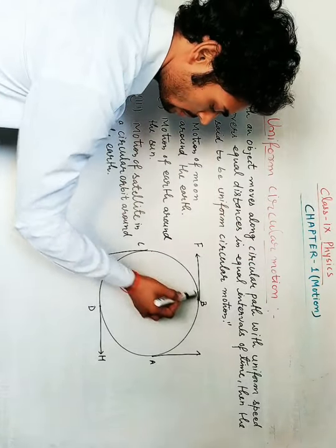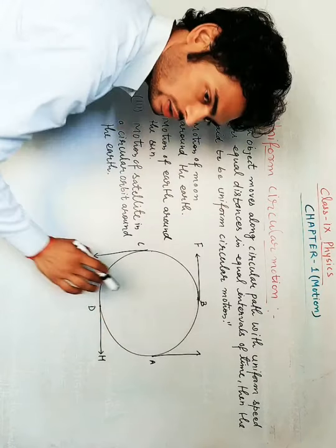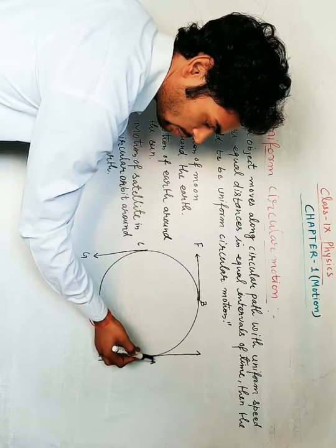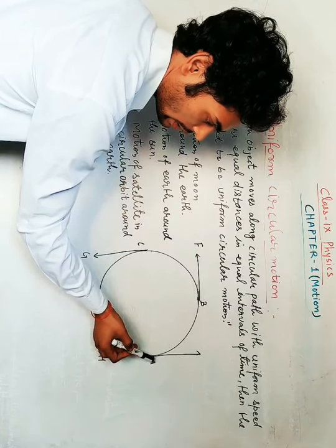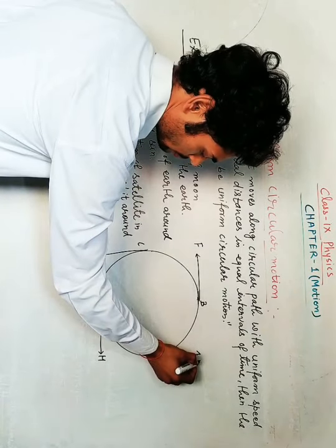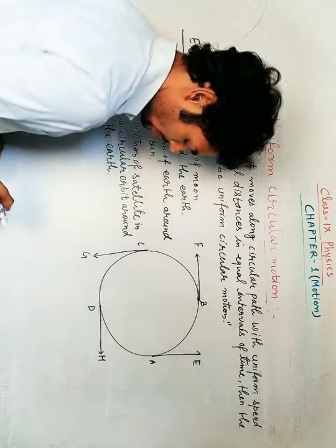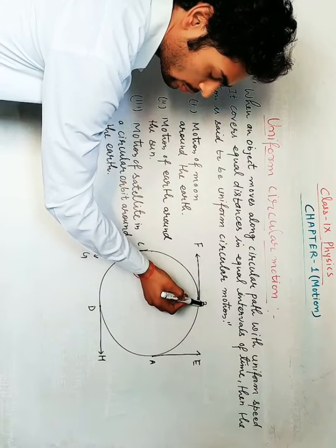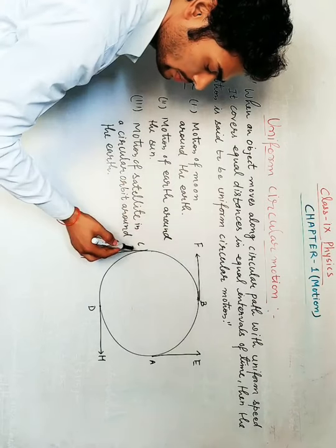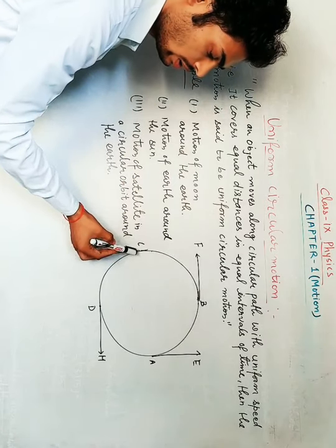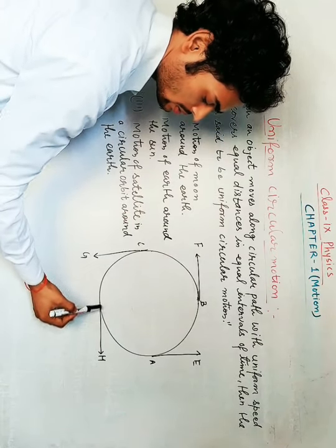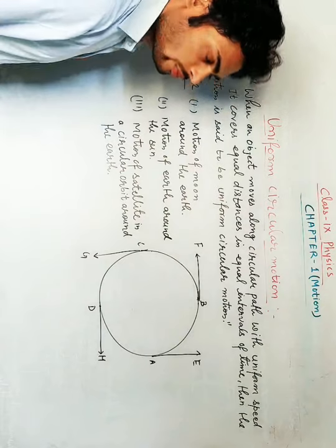Here points A, B, C, D and A are given. When an object is at position A, its direction is AE, and when the object is at position B, its direction is BF. If the object is at position C, its direction equals CG, and if the object is at position D, its direction equals DH.